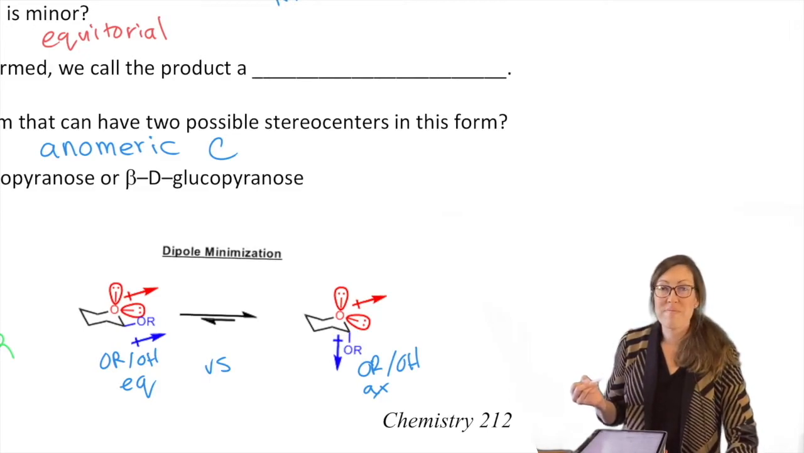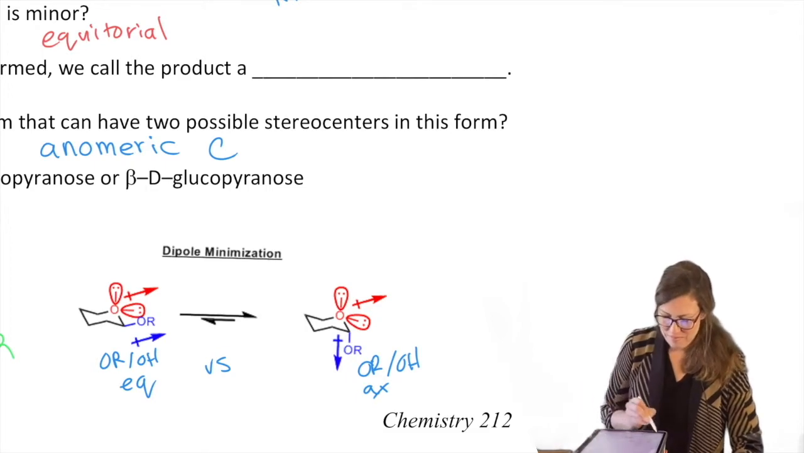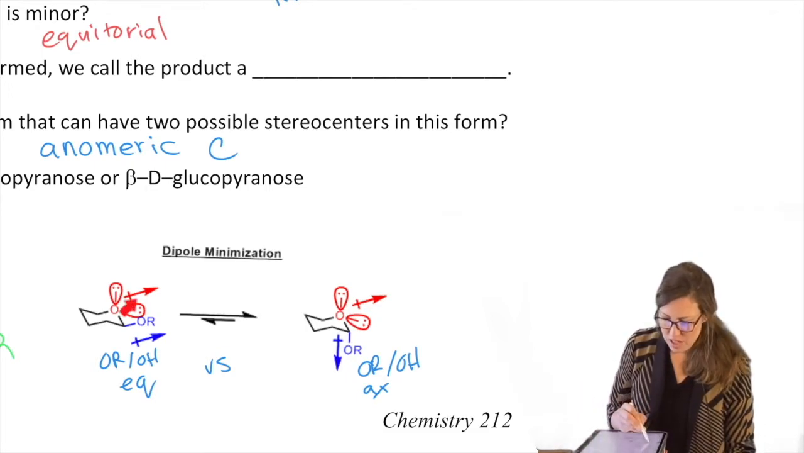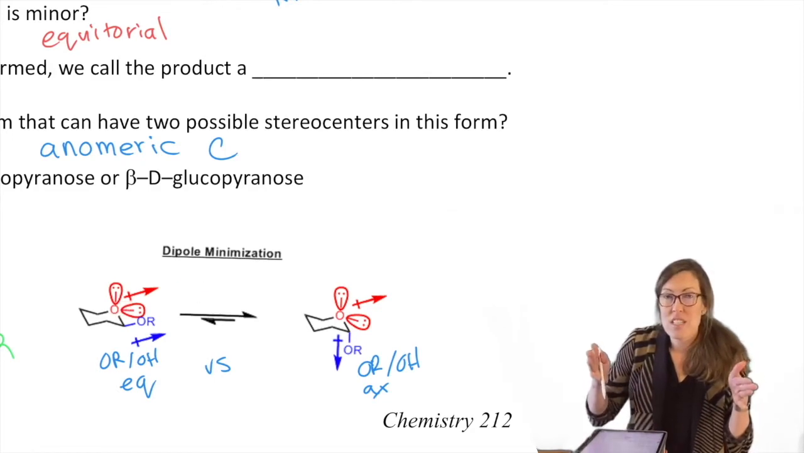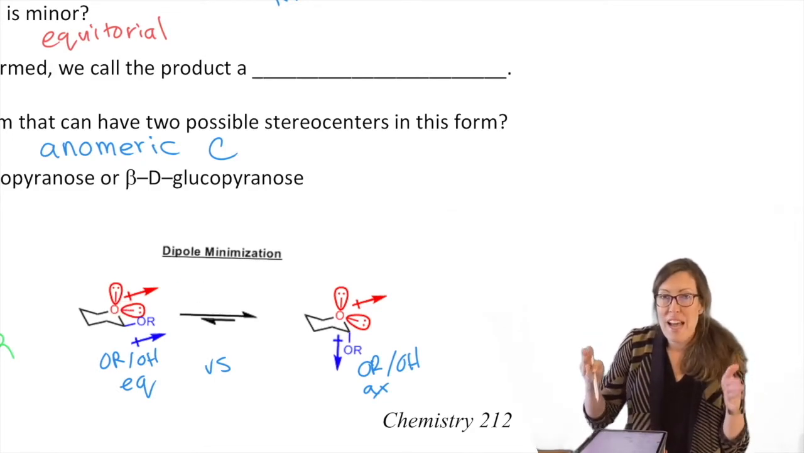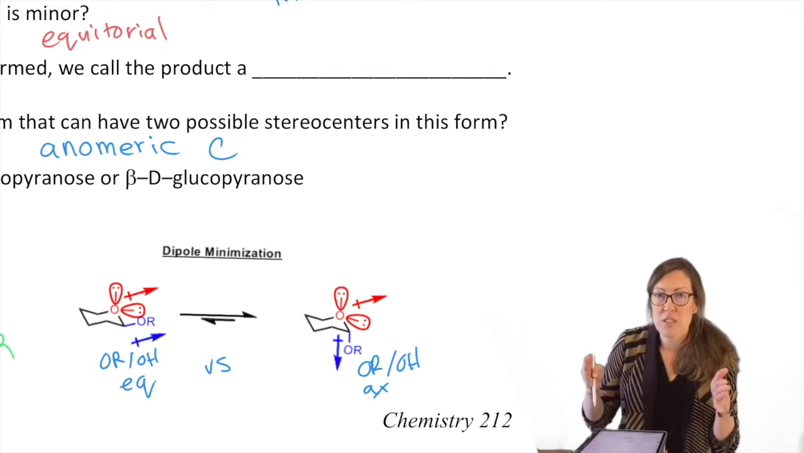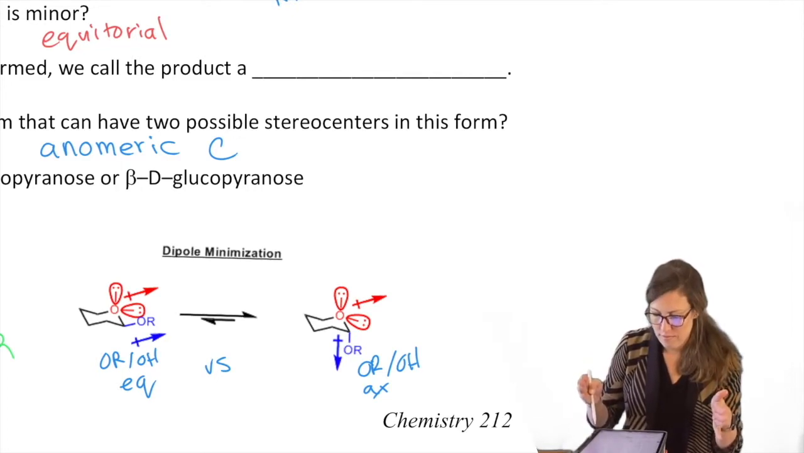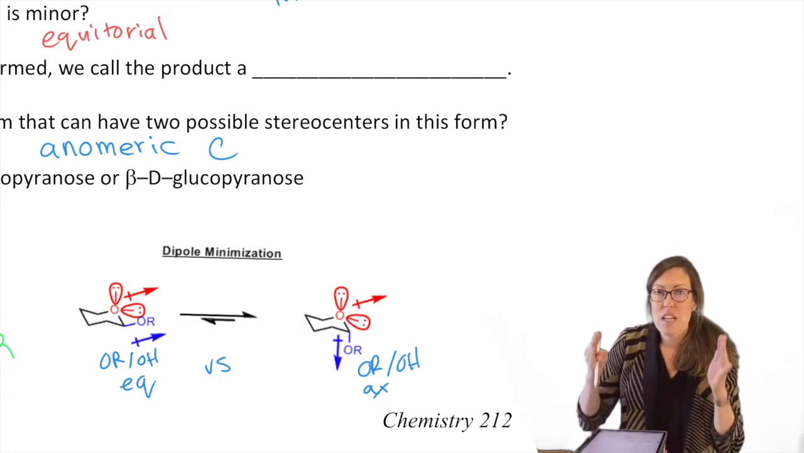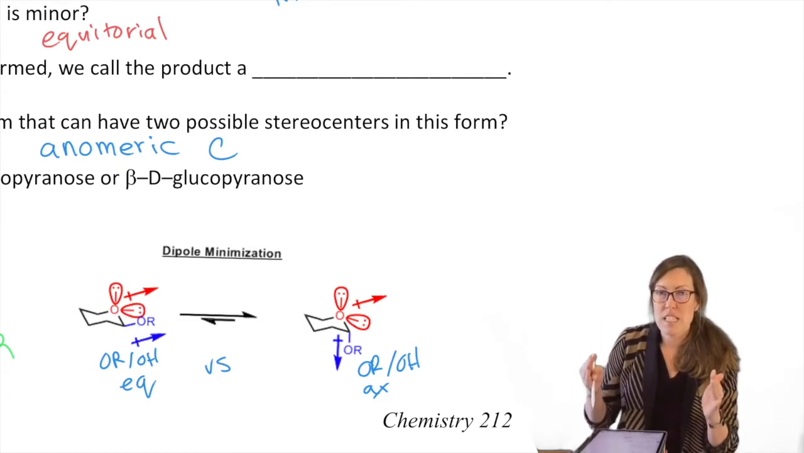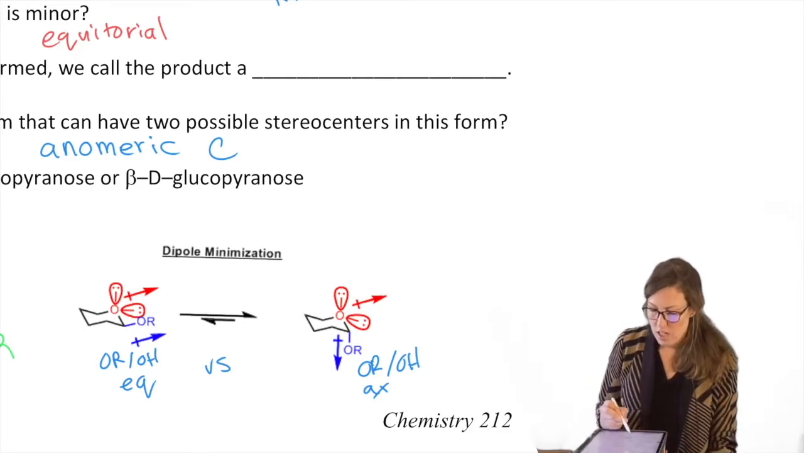So, what does that mean? Dipole minimization. Look at how when you draw the dipole when it's equatorial, notice they're going the same direction. With vector math, you're adding them. Higher magnitude dipole. That's not a stabilizer. That's destabilizing. Increasing the magnitude of dipole destabilizes the molecule, makes it more reactive.